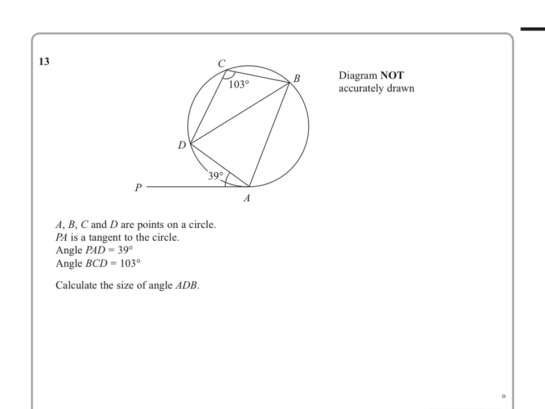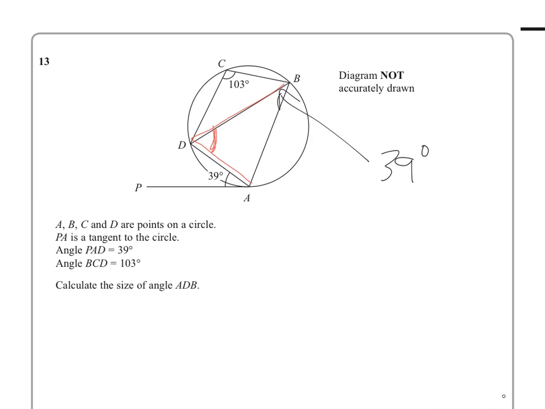Calculate the size of angle ADB. We want to find this angle here. First of all, we need to find the other angles in that triangle. So the angle in this corner, well, it's in the alternate segment to the 39 degrees. That's the alternate segment theorem.